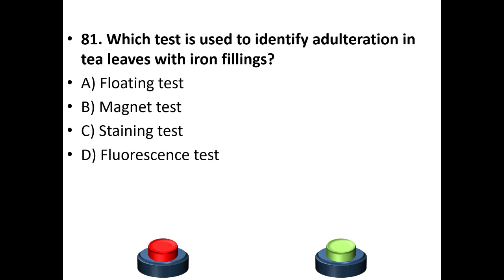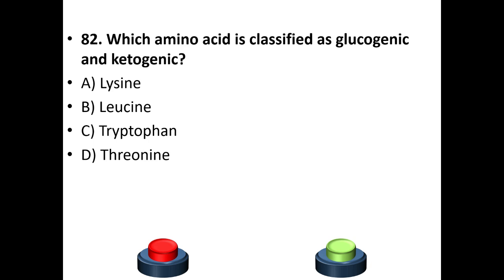81. Which test is used to identify adulteration in tea leaves with iron filings? A. Floating test. B. Magnet test. C. Staining test. D. Fluorescence test. Which is the answer? Your answer is B. Magnet test. 82. Which amino acid is classified as glucogenic and ketogenic?